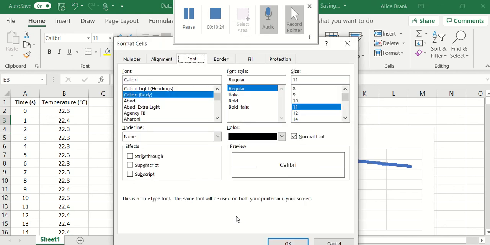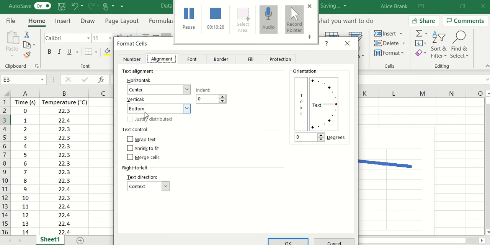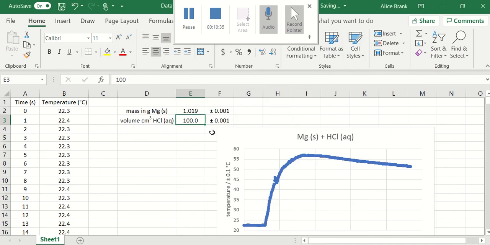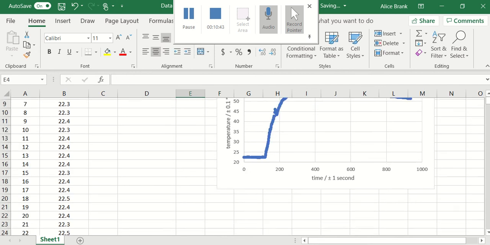So I'm going to go format cells. I selected that cell that was not keeping up with my significant figures. I'm going to go to number, number, and include one decimal place.